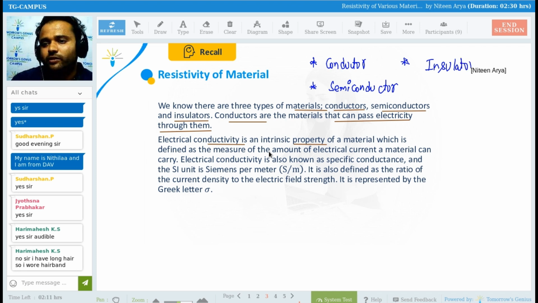Everyone knows examples of insulators. Can you give me 5 different examples of insulators? And then conductors also, any 5. Go ahead.